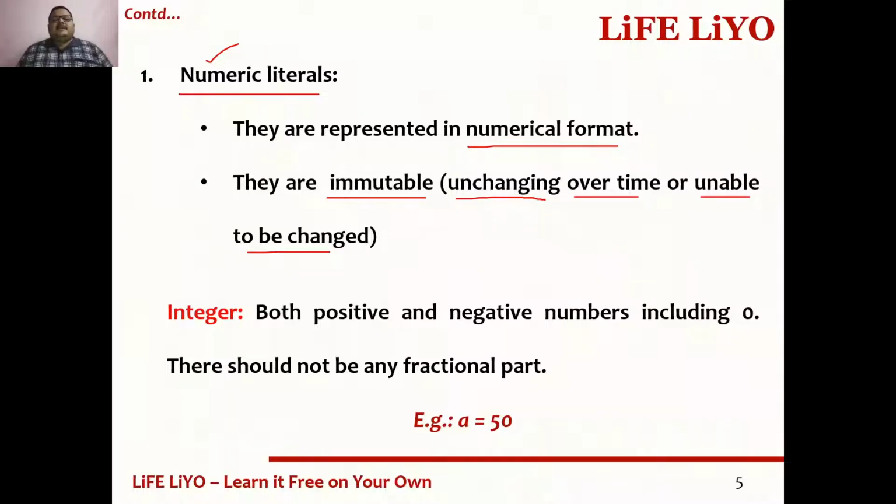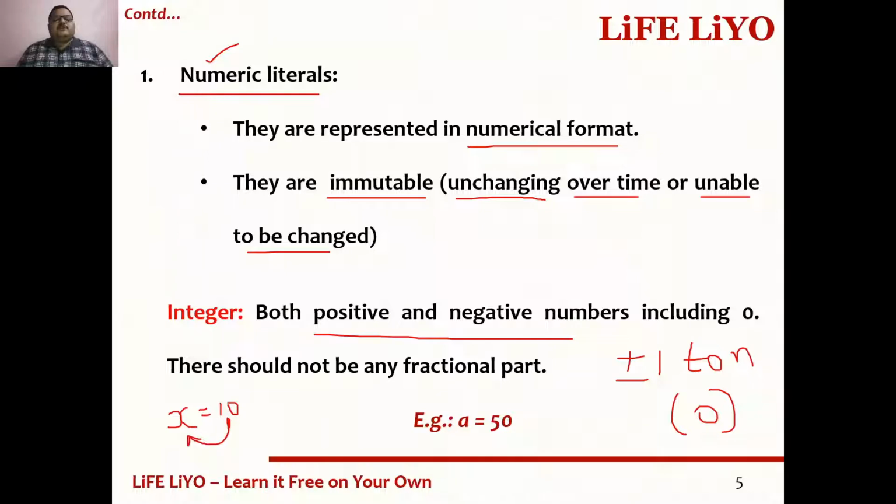Now numeric literals. What is the integer numeric literal? Any positive or negative number, starting from 1 to n, where n might be any value, including 0, assigned to any variable. For example, if you write x equal to 10, then 10 is a literal, a raw value which is assigned to the variable x. This 10 is an integer literal.